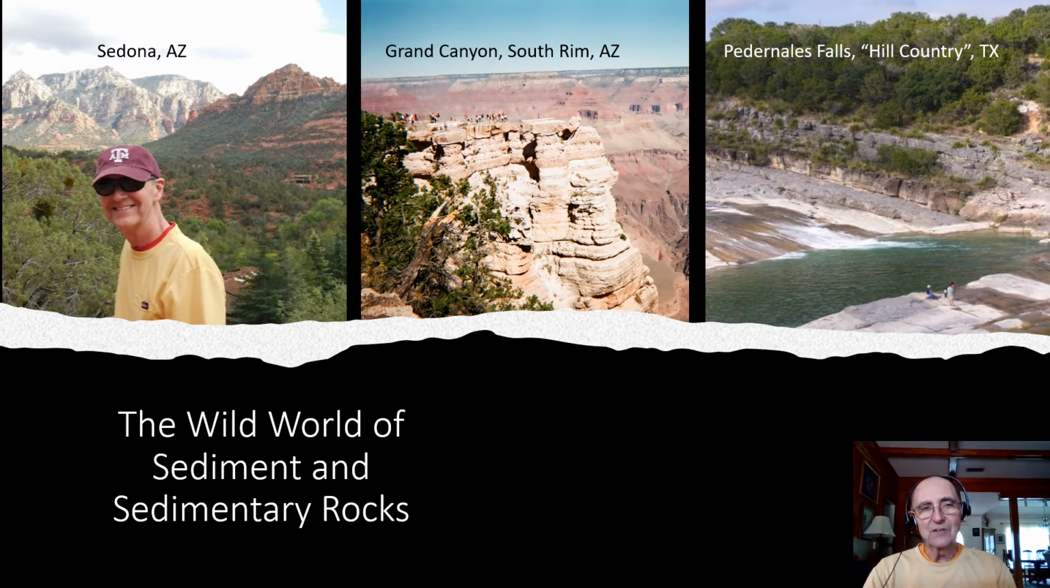The pictures on the left show some of the sedimentary rocks that we see in the area of Sedona in Arizona. The picture in the middle shows some of the sedimentary rocks that you can see from the south rim of the Grand Canyon, also in Arizona. And the picture on the right is one of those little treasures that we find in the hill country of my home state of Texas. These are the sedimentary rocks that we see in the area that we call Pedernales Falls.